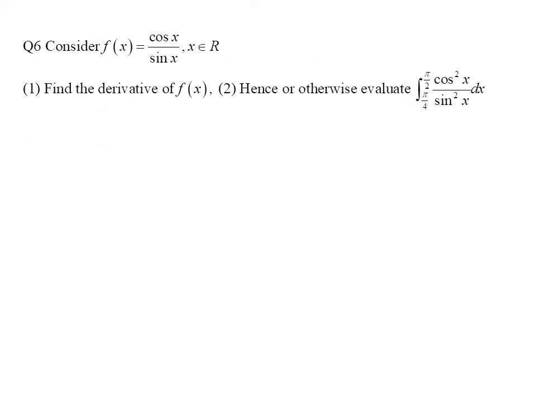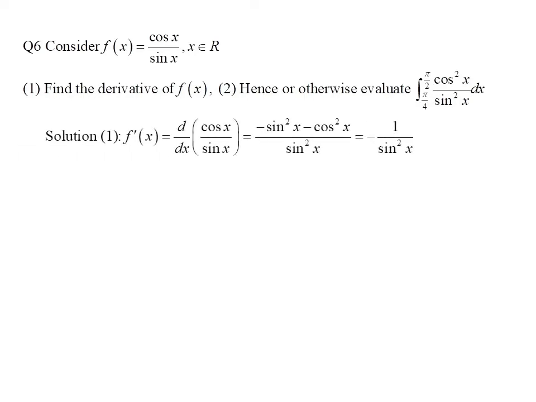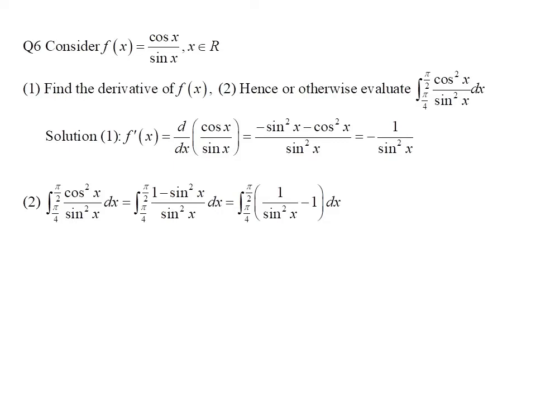Question 6 shows us a function of cotangent x. To find the derivative of cotangent x, we may apply the derivative quotient rule, which gives the result of -1 over sine squared x. To evaluate the definite integral from pi over 4 to pi over 2 of cosine squared x over sine squared x dx, we may use 1 minus sine squared x to replace cosine squared x. In this way, the definite integral can be evaluated, and the result after simplification is 1 minus pi over 4.